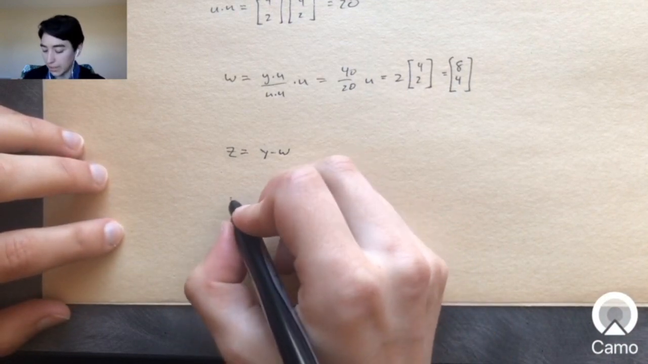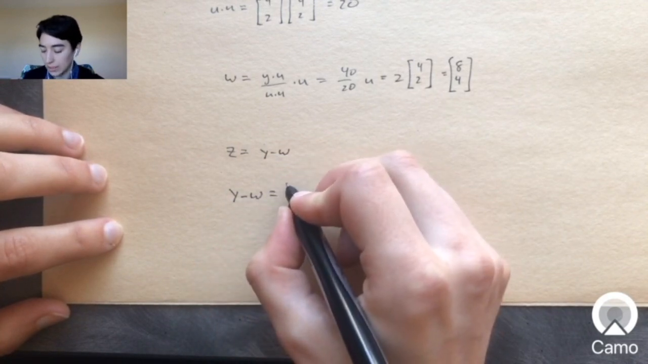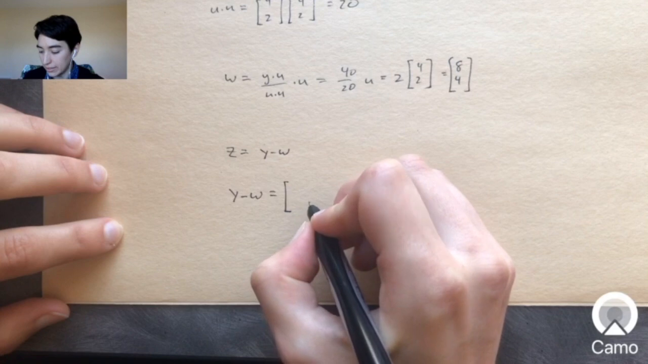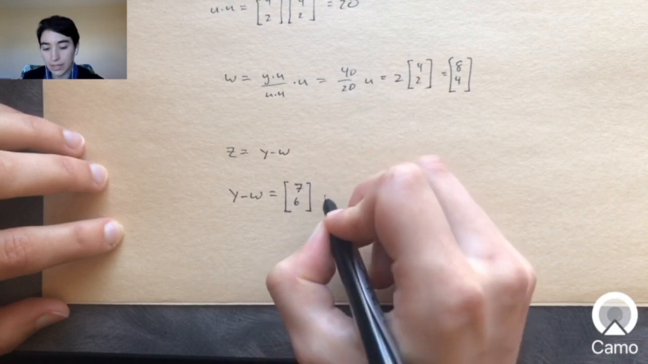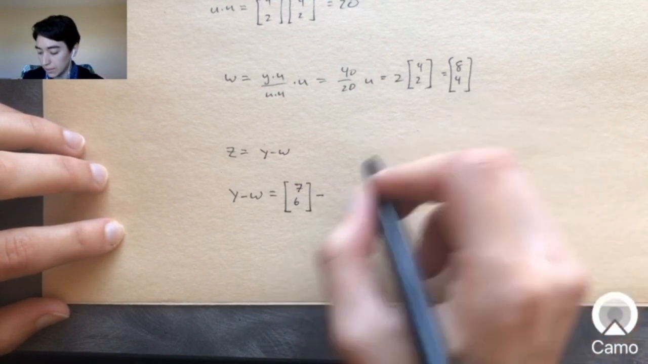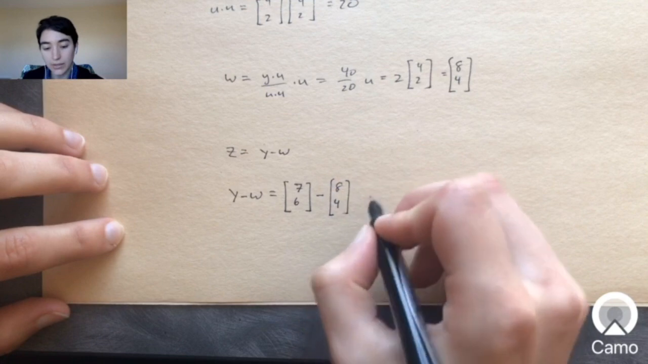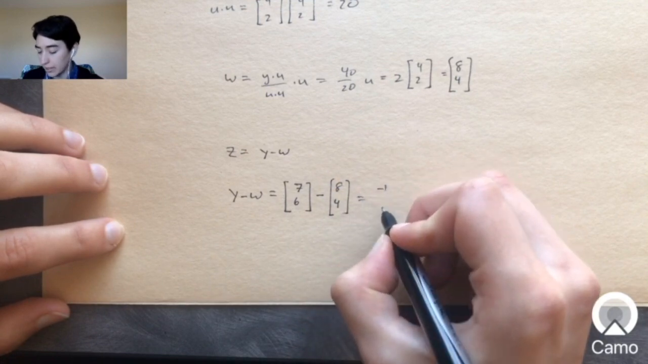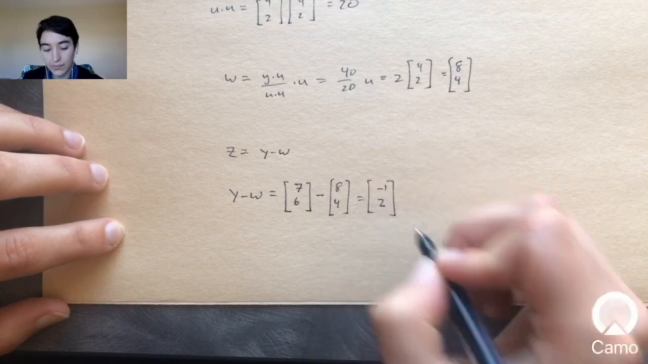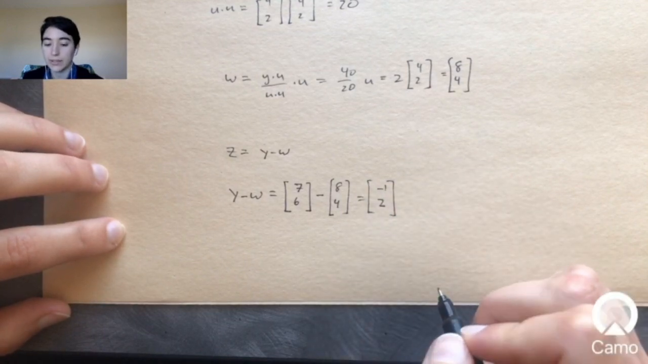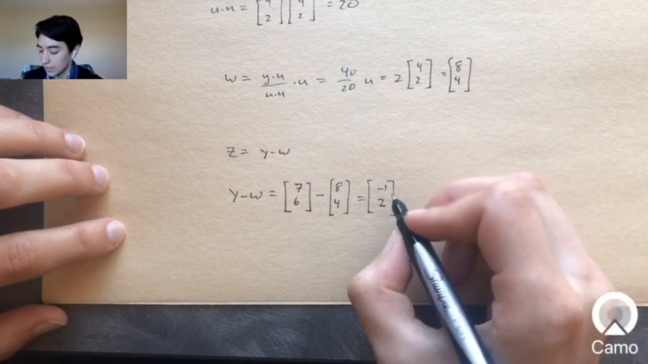Looking through my notes, okay, so y minus w is equal to, well, we know what y is. y is 7, 6, and we know what w is from right here, so that's 8, 4. And that together is -1, 2. Cool. We just found both of them, because this is equal to z.